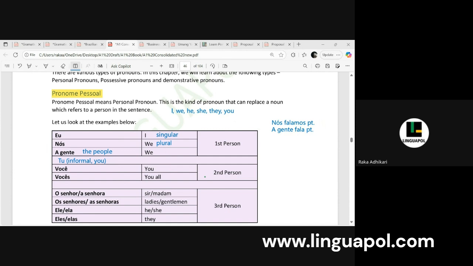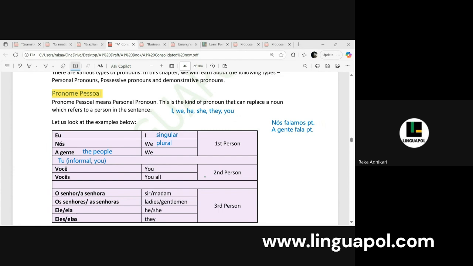And then we have vocês. Vocês means you all. Multiple people, when we are referring to them, like I am talking to many people right now, talking to all of you, then you all means vocês, you all. So that is our second person. We have tu, você, and vocês.